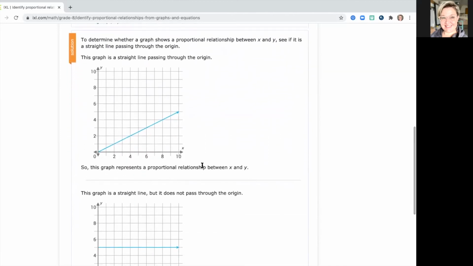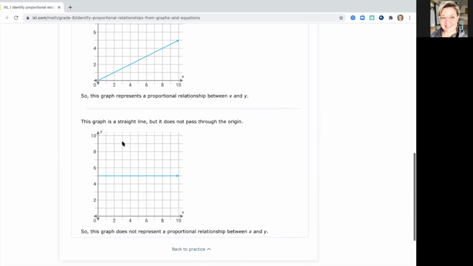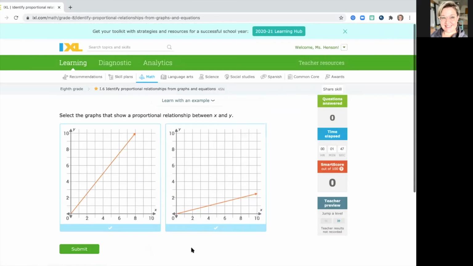So if we get down to solving, we know to determine whether a graph shows a proportional relationship between x and y, see if it's a straight line passing through the origin. So like I just said, this one is a straight line and it passes through the origin 0, 0. So we know that this graph represents a proportional relationship between x and y. This graph is a straight line, but it doesn't pass through the origin. So it does not represent a proportional relationship between x and y.